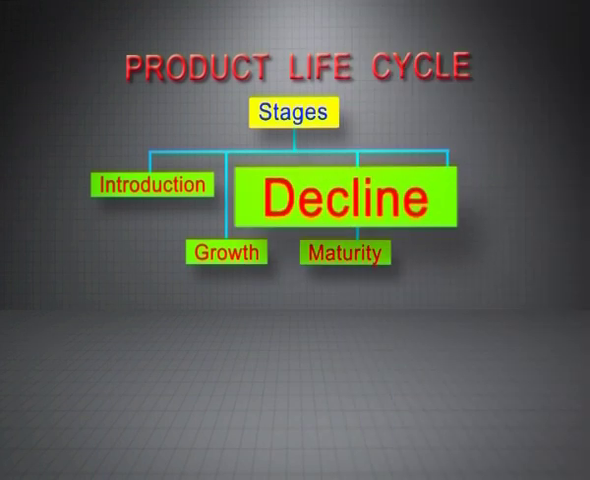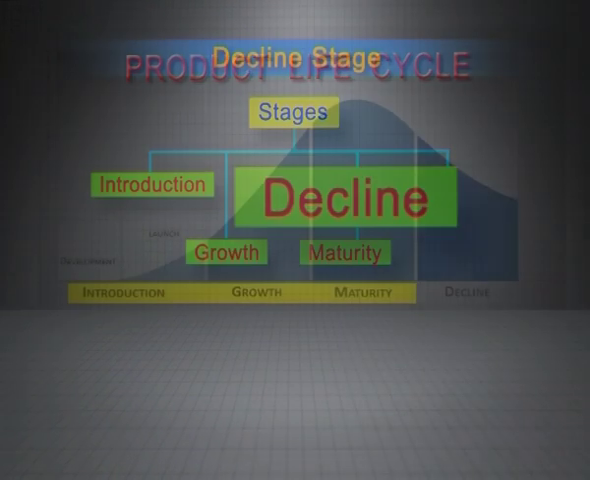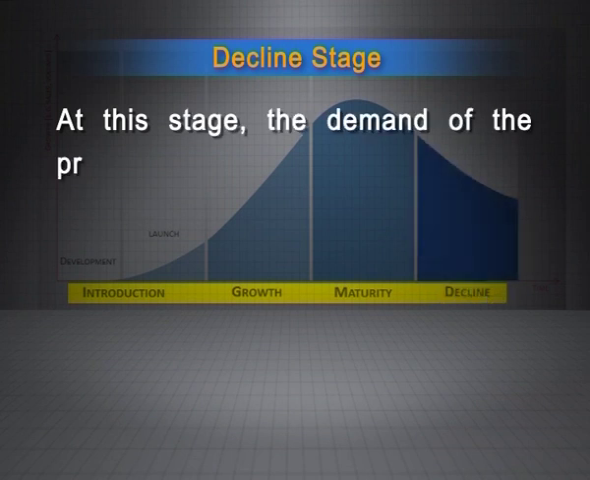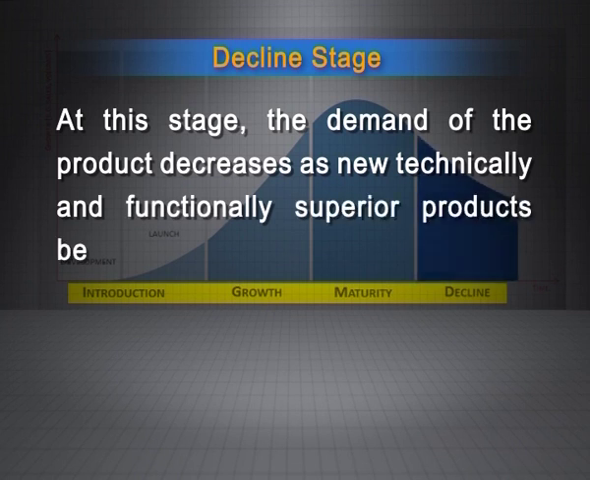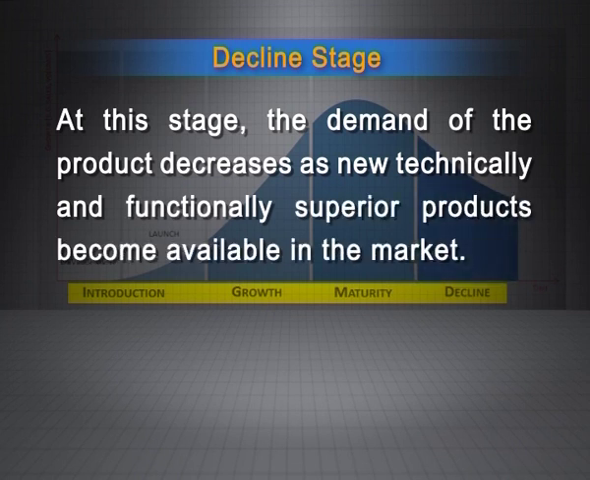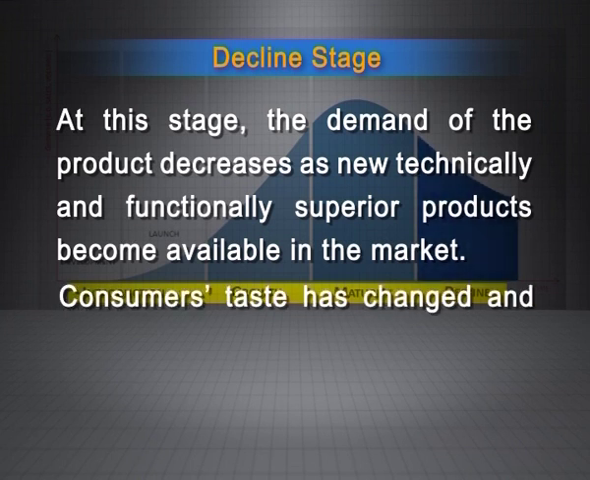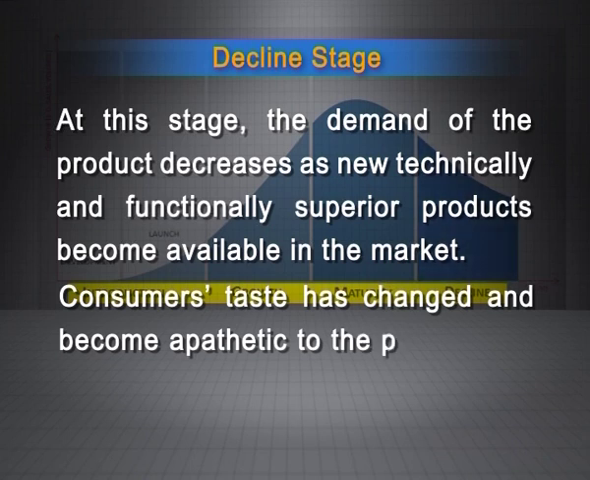Now, the fourth stage, that is the decline stage. At this stage, the demand for the product decreases as new, technically and functionally superior products become available in the market. Consumers' taste has changed and they become apathetic to the product and its price. The sales start declining fast, leading to a continuous fall in the margin and profit. Unsold products pile up in the inventory.